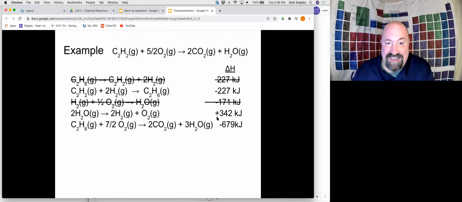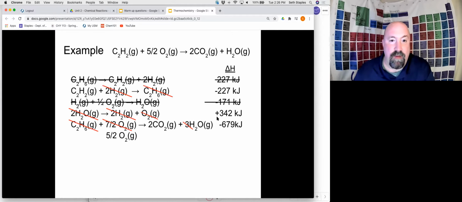We're now ready to cancel everything that is the same on both sides. I've got two H2s in my first equation here as a reactant, two H2s as a product, C2H6 as a product, C2H6 as a reactant. Here's my two H2Os. That's going to cancel out with two of these, leaving me with just one H2O here still.